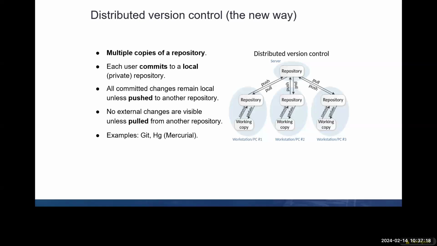Each user commits to a local private repository. Now when we commit, it will get the update from this local repository. All committed changes remain local unless pushed to another repository, and no external changes are visible unless pulled from another repository. So as you can see here, we have another level added to the previous one.